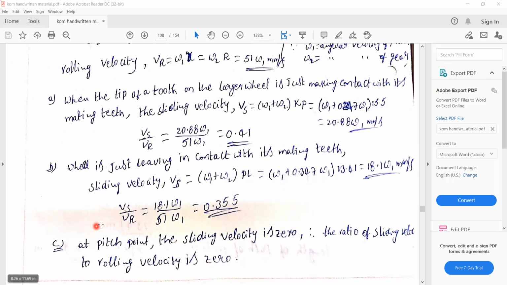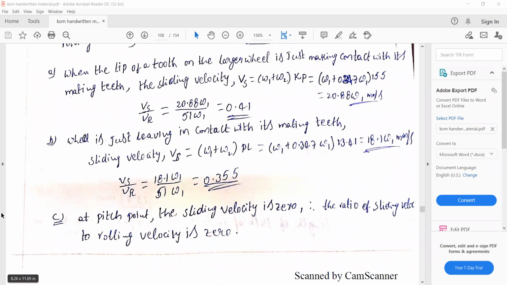Again, we substitute the value in our velocity ratio of sliding to rolling. So Vs by Vr equals 18.1 omega 1 by 51omega 1. Then the value arrives at 0.355. So that is the ratio when the wheel is just leaving the contact.